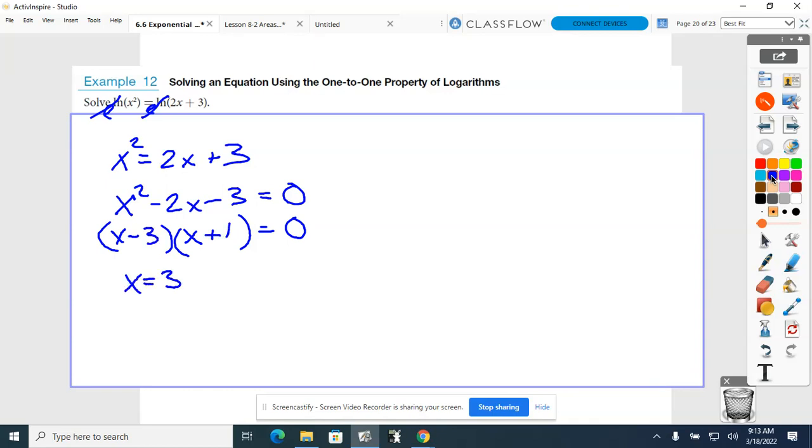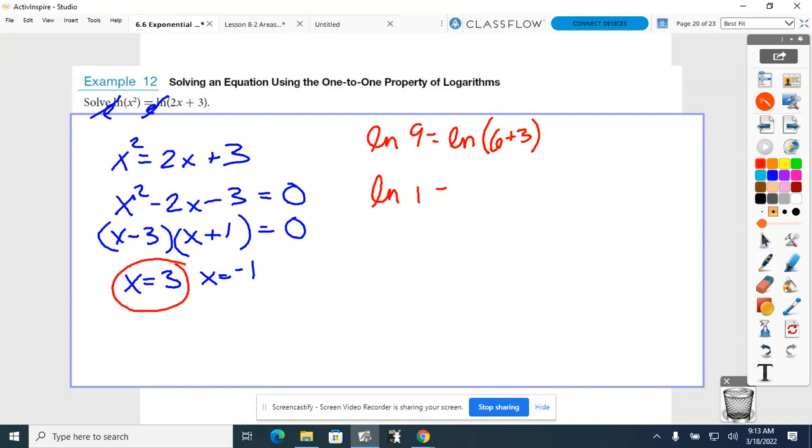Factor, solve, check. So when you check your answer, what happens when I plug a 3 in here? I get ln of 9 equals ln of 9, right? That's good. What happens when I put in a -1? I think it's actually going to work. -2 plus 3 is 1, right? So they both work this time because both of these came out to positive answers. If this had just been an x and not squared, then this one wouldn't have worked because it would be taking a log of a negative. So make sure you check your answers.